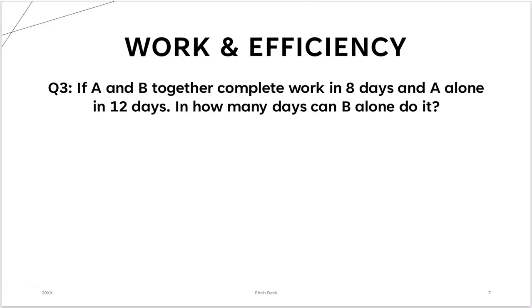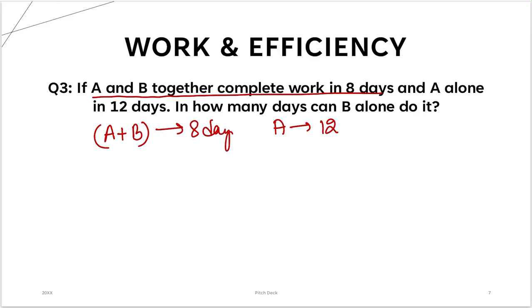A and B are, so this is just now they have given it to you. A and B are completing the work in 8 days. A alone is taking 12 days. B, how many days will B take? So let's take B is X. A and B are working together. They are taking 8 days.